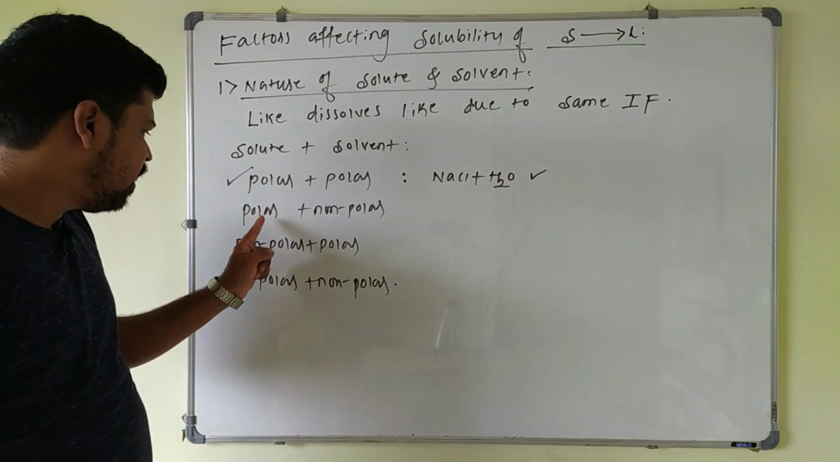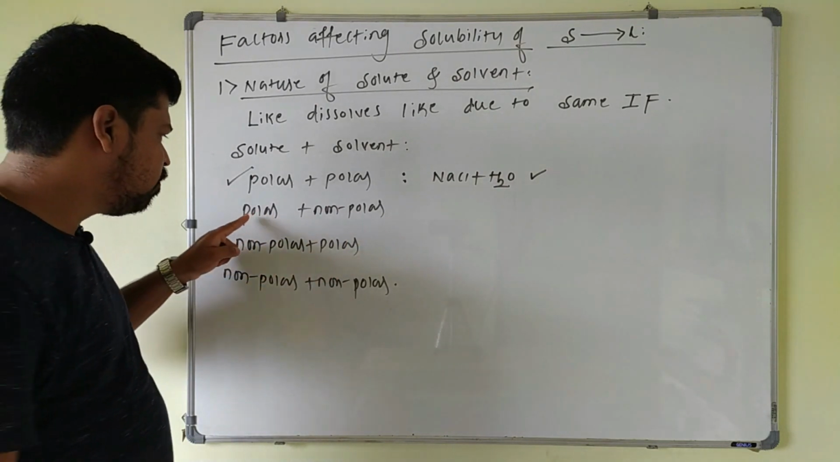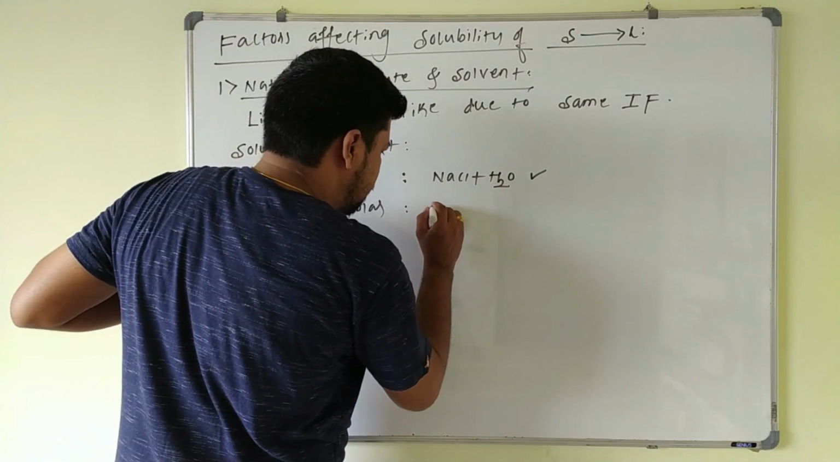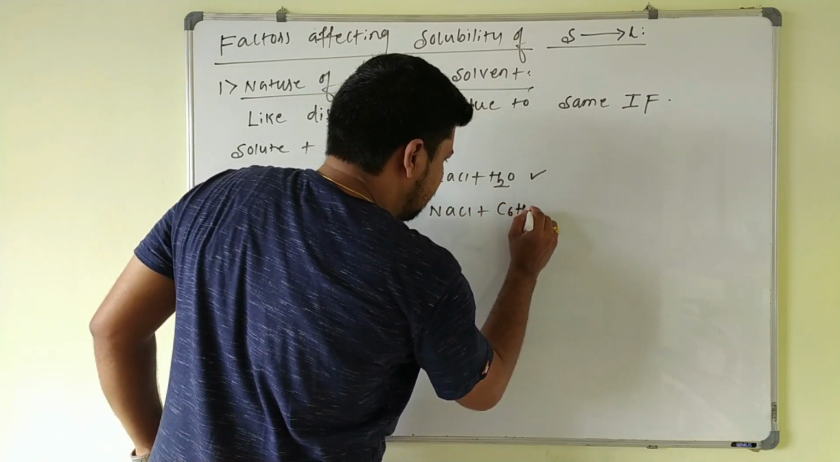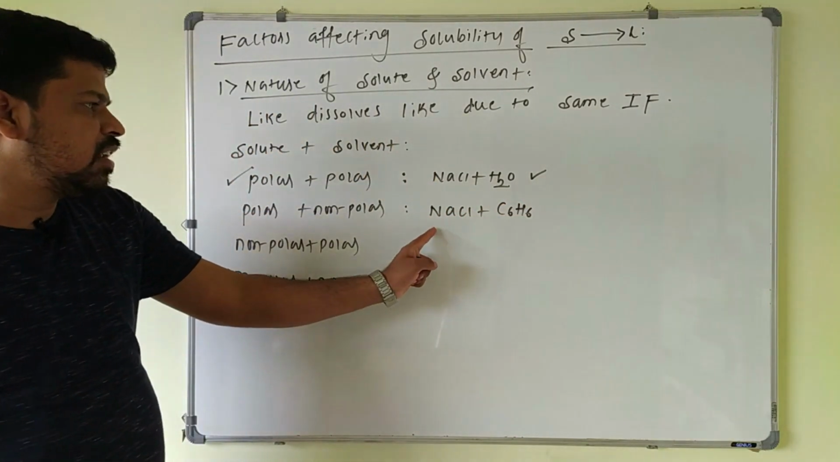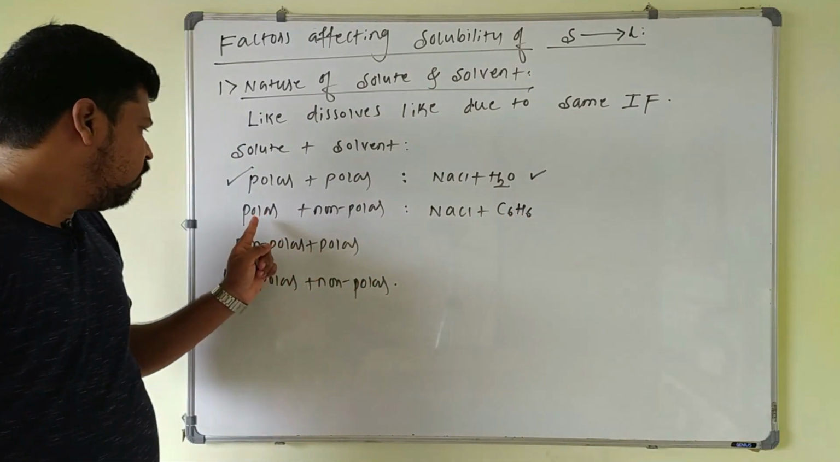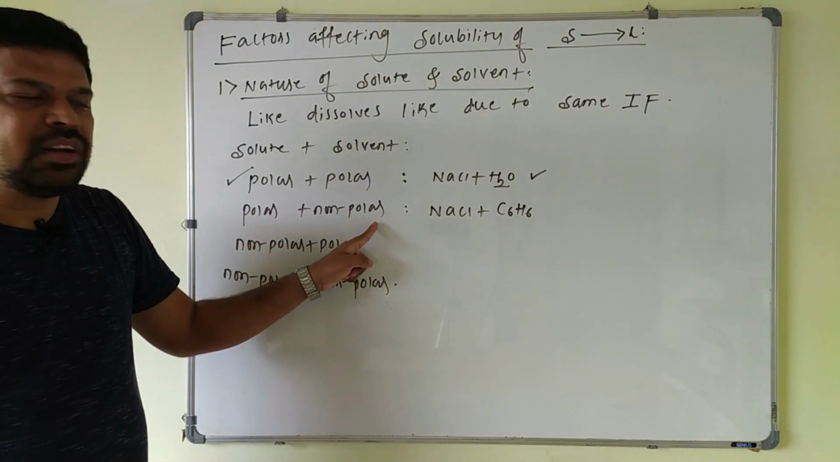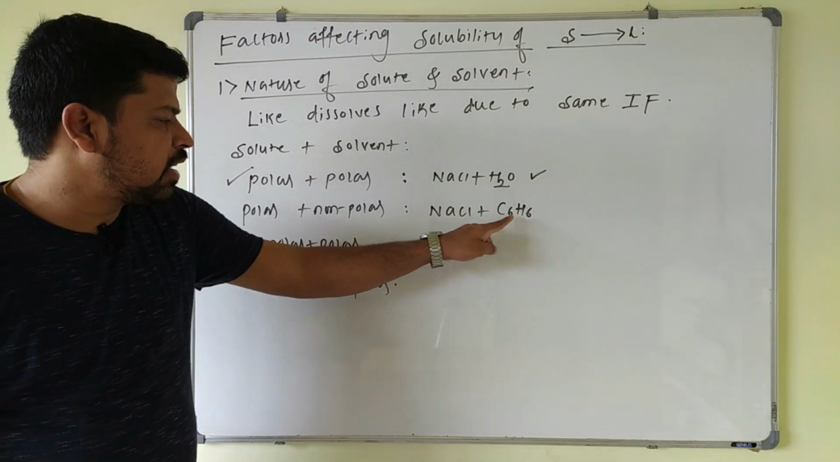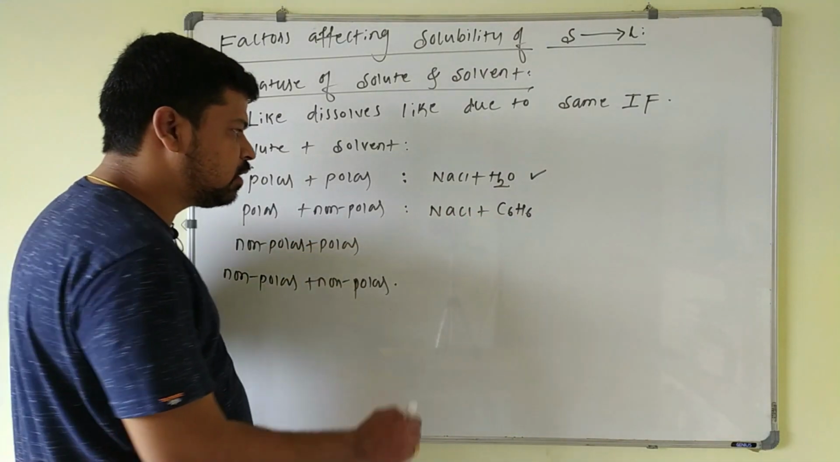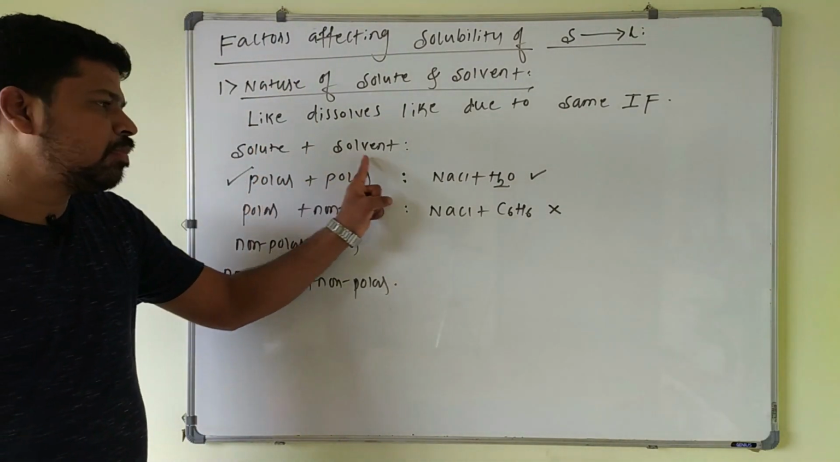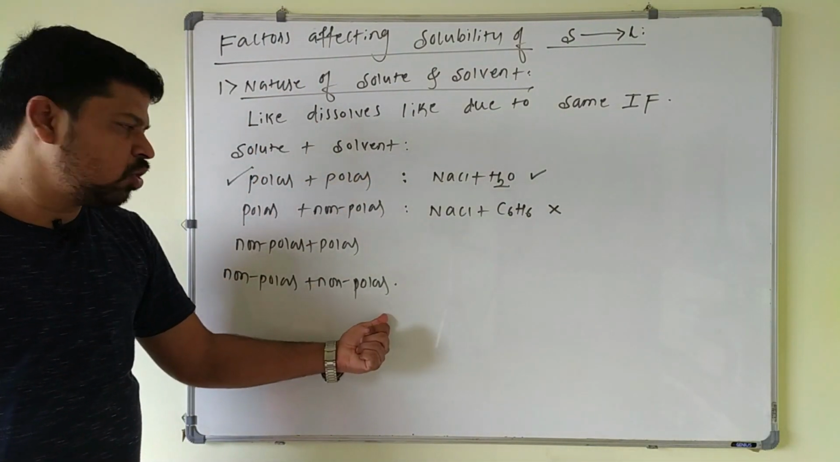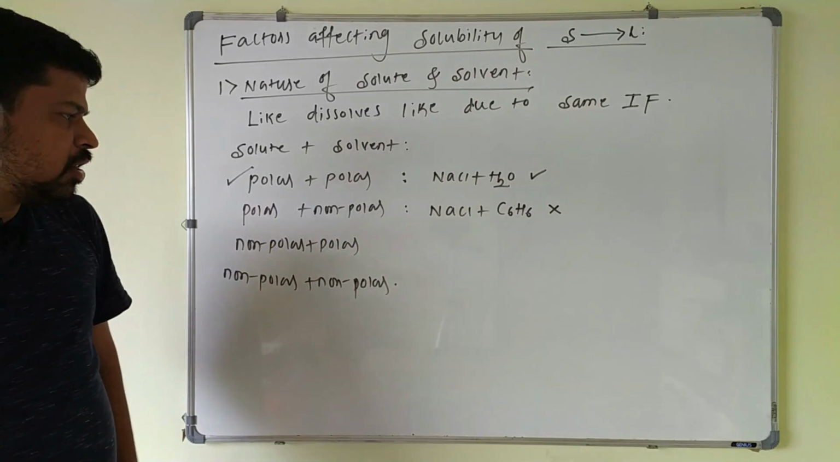Suppose we take polar plus non-polar, a polar solute is taken here. For example, if we take NaCl and a non-polar solvent like benzene, this NaCl is not soluble in the benzene because one is polar and another is what? Non-polar. So the type of the interaction between these two is very, very different. That's why NaCl is not soluble in the benzene. Always keep in mind polar soluble in polar and non-polar soluble in non-polar. In these two cases solubility is not possible.